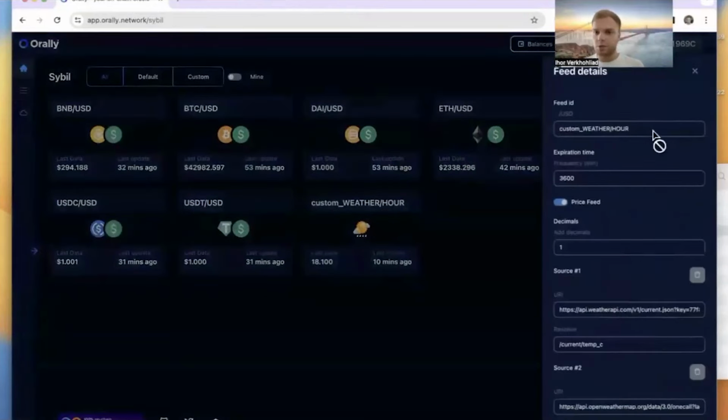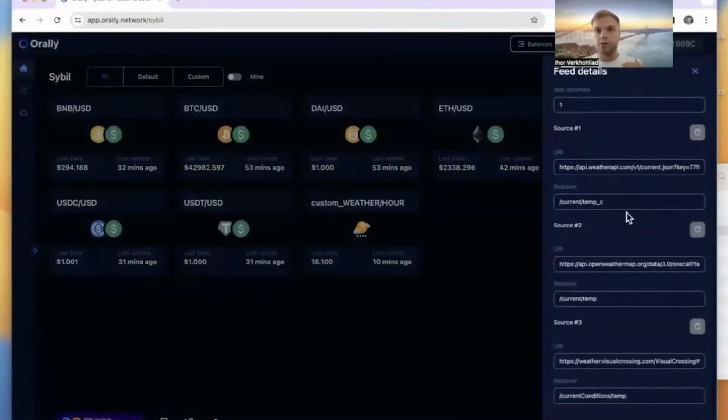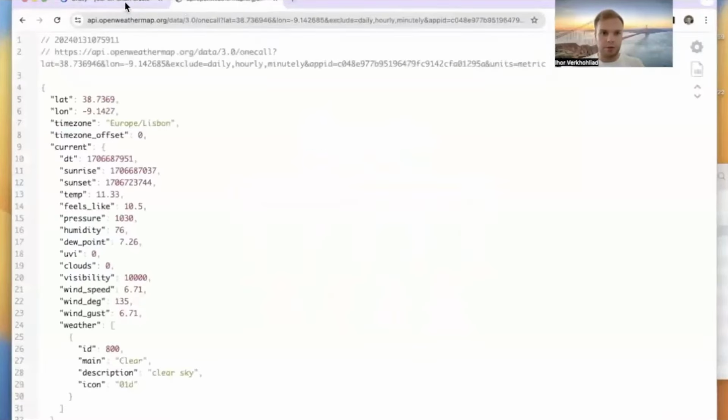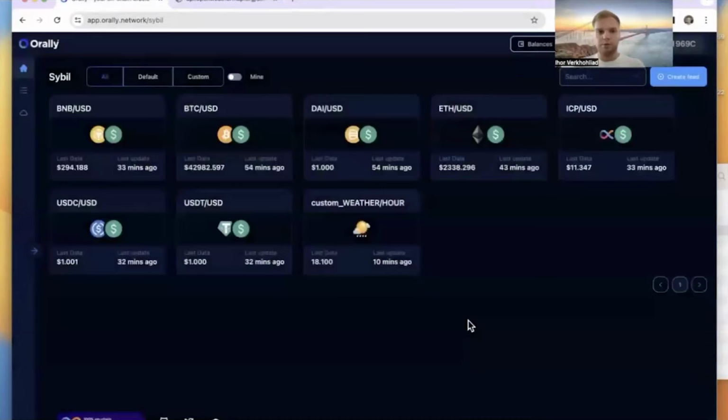I've already created one. So we created a custom data feed which has some sources from where this data should be fetched. We provide an endpoint with the response and a resolver for exactly which field we need to get. In this case, it's this field. And two more sources. So in total, we have three sources from which it's fetched, aggregated, making an average, and then it's ready to be used by others.